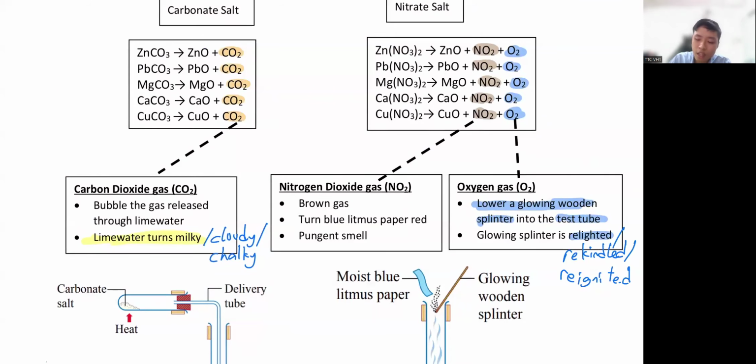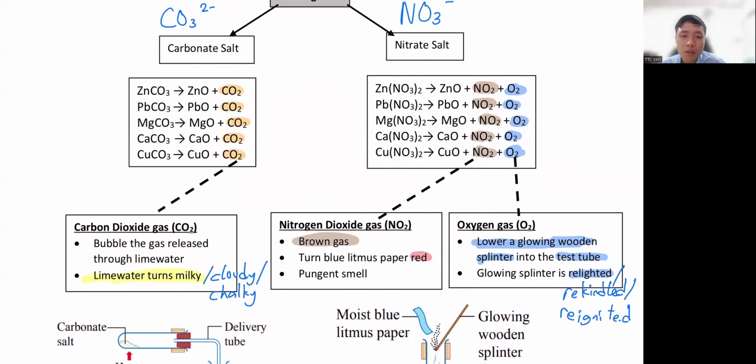Now for nitrogen dioxide, it has color. What color? Brown color gas comes out. Also nitrogen dioxide is an acidic gas, so it turns blue litmus paper red. It also has a pungent smell, quite smelly, like uncooked or spoiled fish. Very smelly, pungent smell. This is all nitrogen dioxide. So these are the differences.